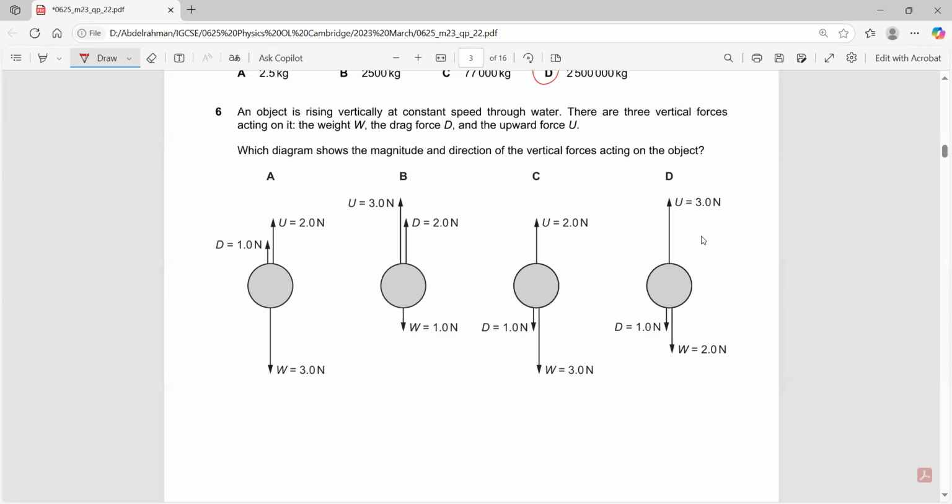What about the drag force? Drag force has to be in the opposite direction as U. So A is wrong, B is wrong. So it's either C or D. Should it be C or should it be D? If it's moving at a constant speed, then the upward forces should be equal to the downward forces. 3 is equal to 1 plus 2, so it is D.